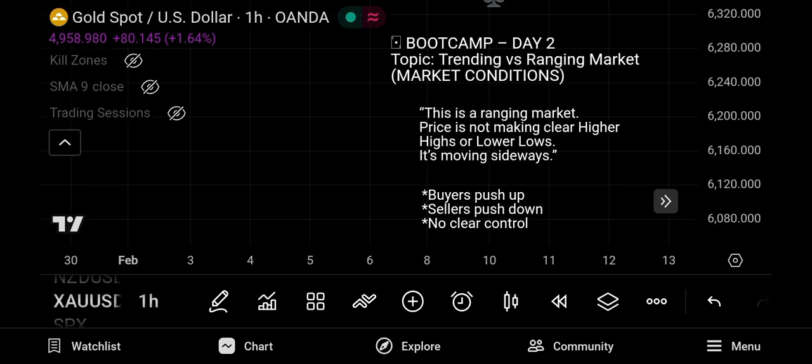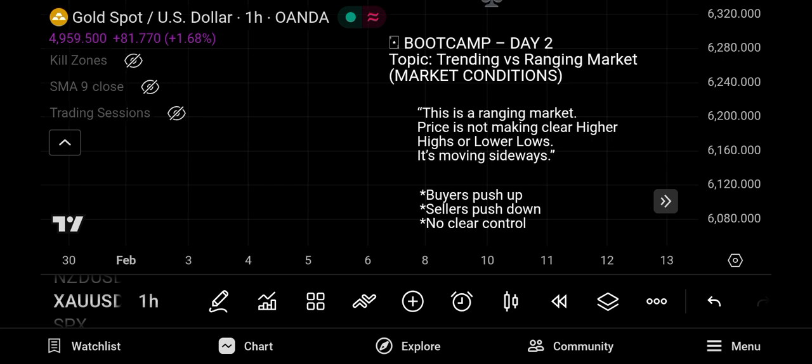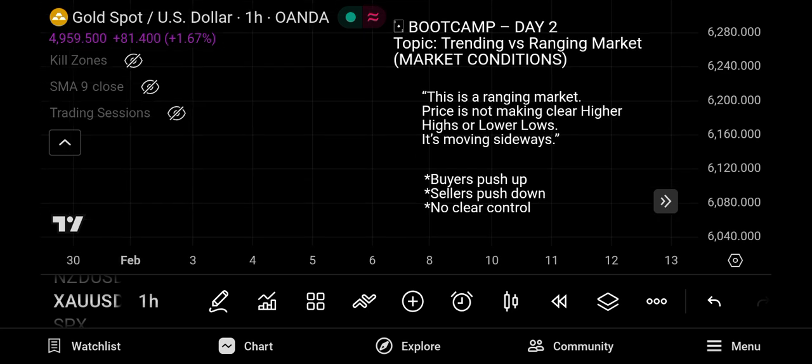Today is day two of our trading bootcamp, and today we're going to learn about market conditions, which is basically simplified as trending market versus ranging markets. We are going to learn what a trending market is and what a ranging market is, and what to look out for in these market structures or conditions. Conditions is the right way to call them: market conditions.